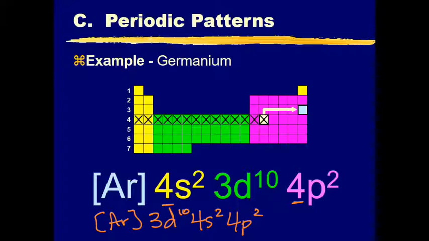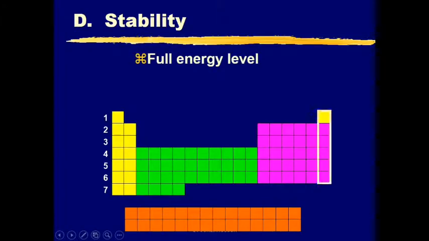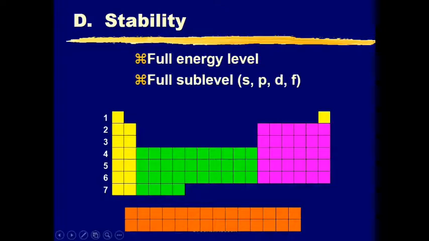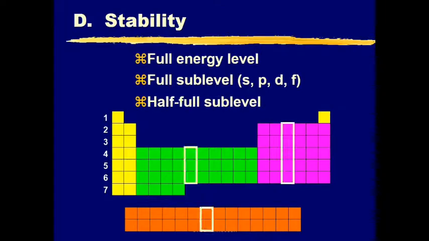And now we're going to look at stability. Full energy levels, that's our noble gases, create stability. Full sublevels, so that is group 2, group 12, and then the end of the F block. And half-filled sublevels create a certain level of stability. So we're going to go look at an exception.